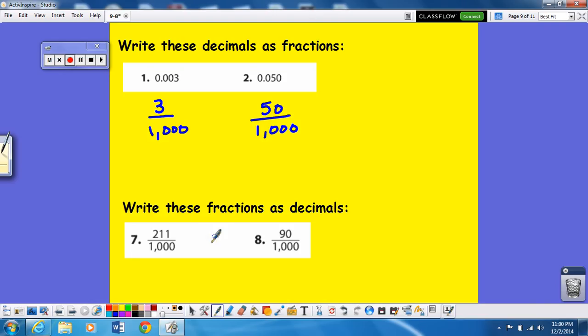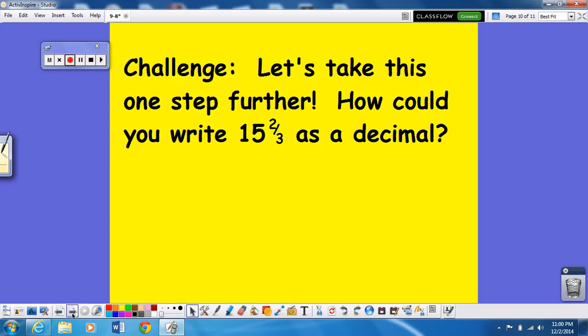Let's write these fractions as decimals. 211 thousandths would be 0.211. And we know we're in the right place because it's tenths, hundredths, thousandths. 90 thousandths would look like this. Decimal 0, 9, 0. Tenths, hundredths, thousandths. Okay? So this is just really a review of how we write decimals.